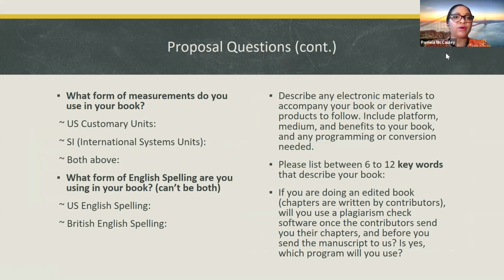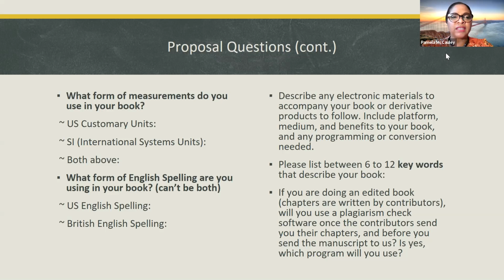That's wonderful to know. So the ebook, go for your ebooks. Then what form of measurements do you want to use? I use SI units for my ergonomics textbook. And the reason for that is because I had hoped that it would be used internationally, and it has been.